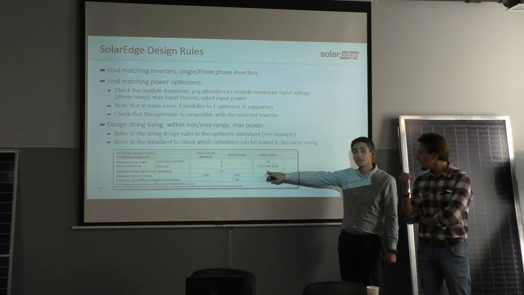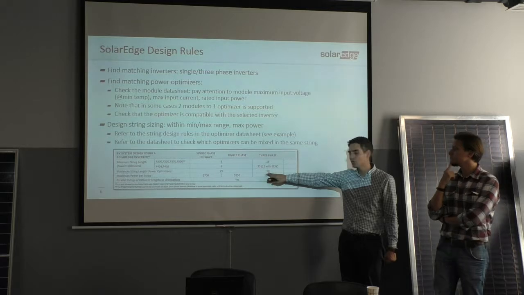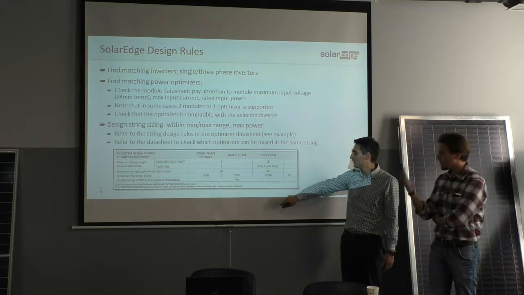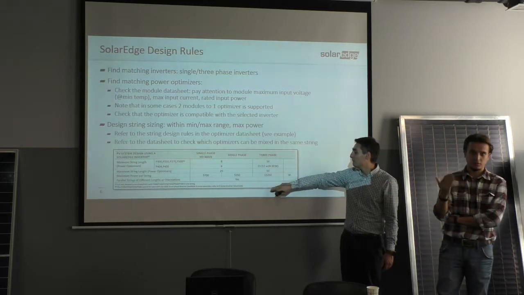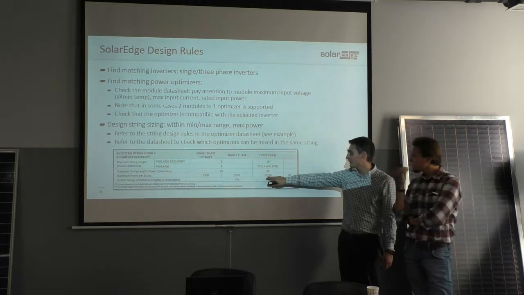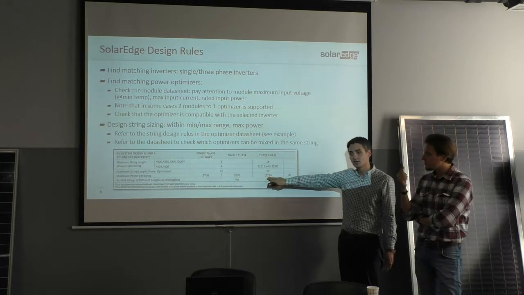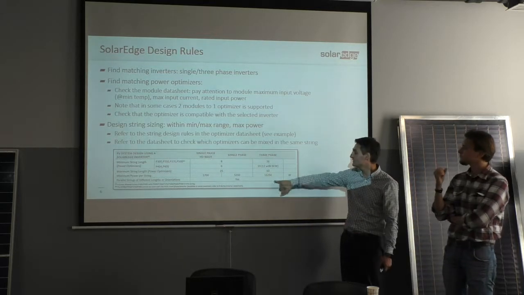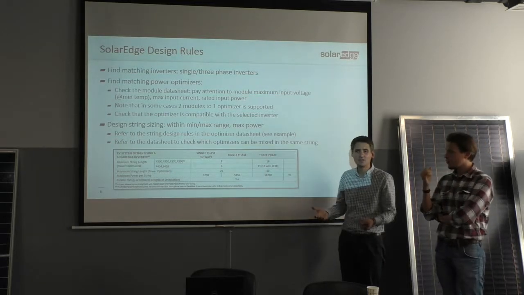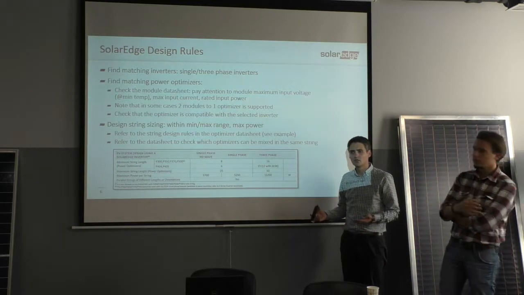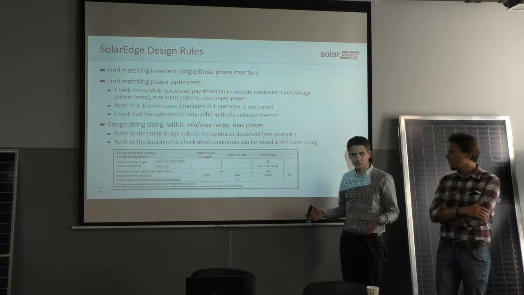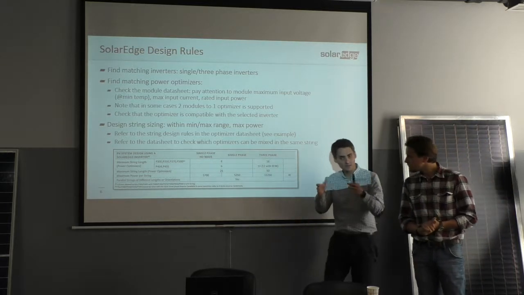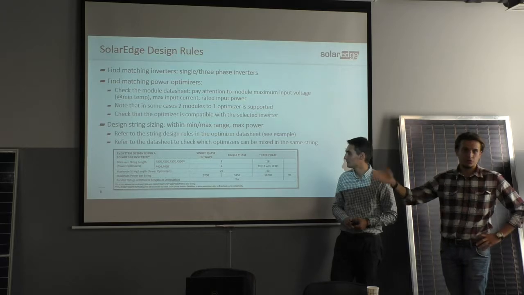But you cannot connect 50 modules of 300 watts to optimizers, because you will exceed 11250 watts. So in this case, we have to divide 11250 by 300, which gives us around 40 modules, or 39. So these two parameters have to be met in parallel.